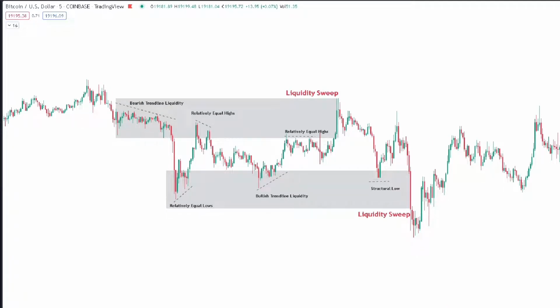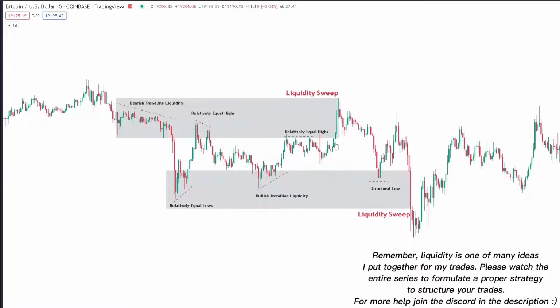So this is price action that happened about 2 weeks ago, Sunday, October 2nd. As you can see, we have a bearish trend line right here. Relatively equal lows, relatively equal highs, more relatively equal highs over here. We have another bullish trend line and a structural low. As you can see, all of these market structures, so when you're trading this, you can expect a lot of these to get swept. So right here, everything on top, we had a liquidity sweep right here. And then everything on the bottom, we had a liquidity sweep right here.